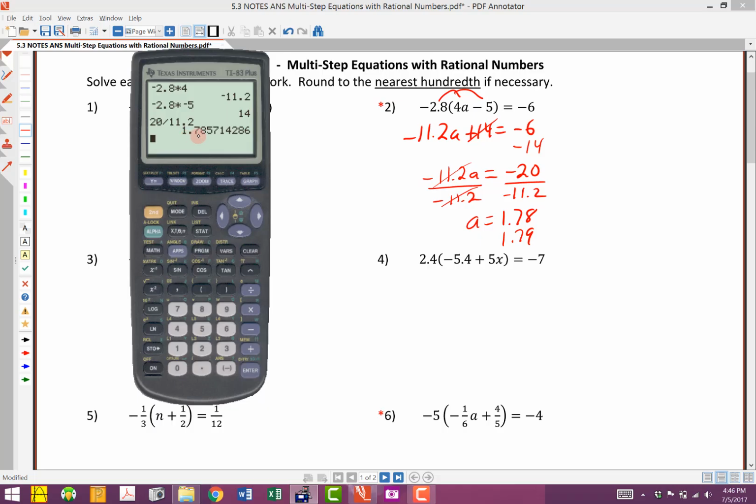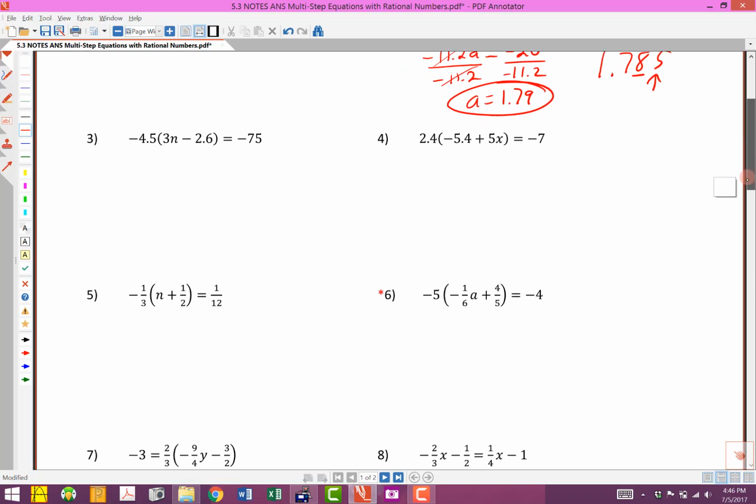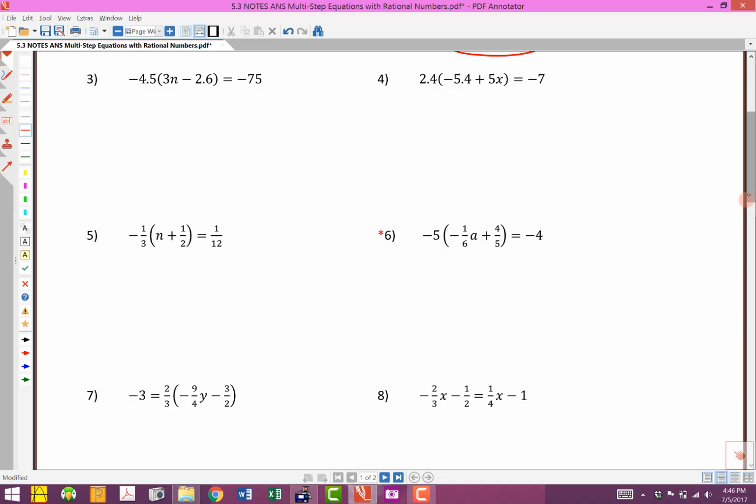As we look at this calculator, we've got 1.78, so this is where we're going to round to. We're going to round to the hundredths place, so we look one past that. So if it's 1.785, we're going to round right here, so this is what we look at. That is enough to bump this up to a 9, so it's not going to be the 1.78, it's going to be the 1.79. Okay, so we're going to circle that, and again, that's because we're rounding to the nearest hundredth.